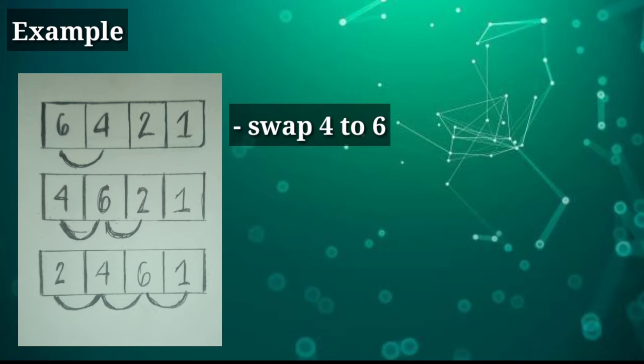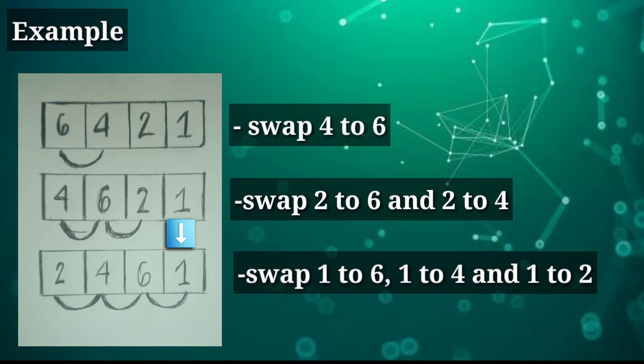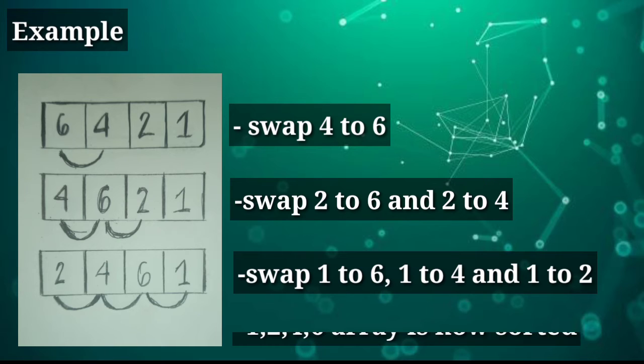Next is we need to select unsorted element which is number 2. So we swap 2 and 6 and 2 and 4. Then advance the marker to the right one element. Lastly is we need to select the unsorted element which is number 1. So we need to swap 1 and 6, 1 and 4, and 1 and 2. So finally, the array is now sorted.